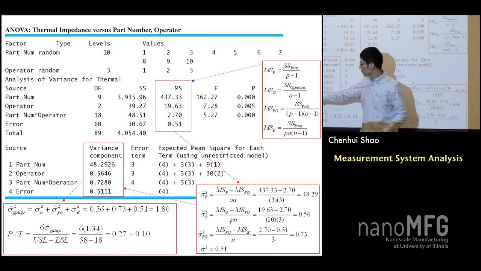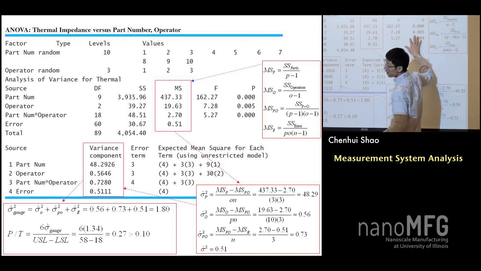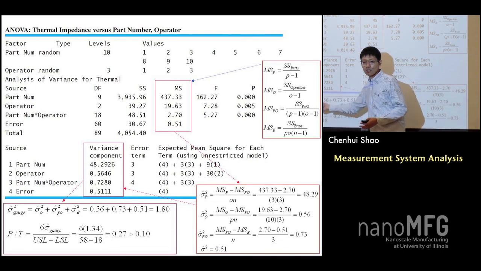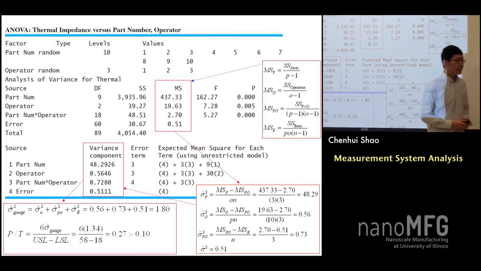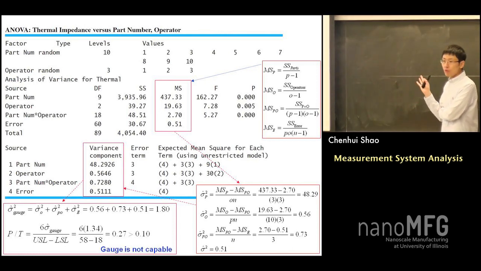So if you have the interaction term, you keep that in the final calculation. If this term is not significant, if this value is larger than 0.05, for example, you remove it and then rerun the program and get a new estimate for the MS and SS terms. You recalculate this. Okay. So this gauge is not capable. That's the conclusion.